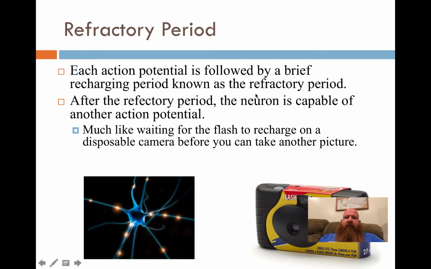Each action potential is followed by a brief recharging period known as refractory. After the refractory period, the neuron is capable of another action potential. Again, after the refractory period, it's been essentially recharged. It can go.